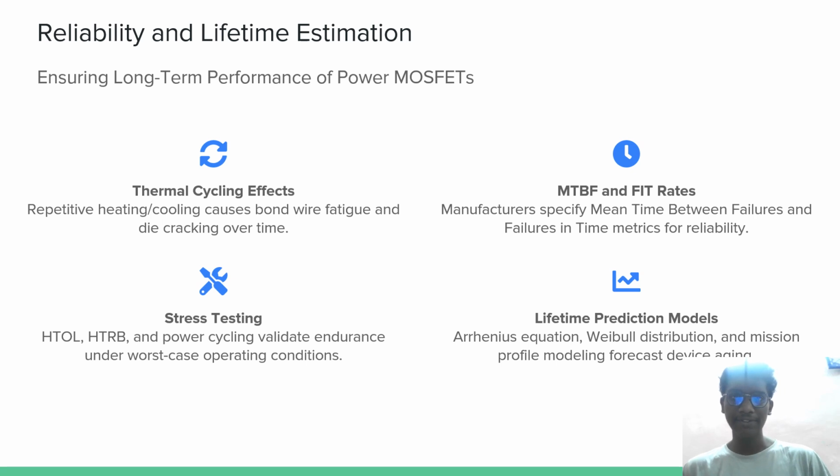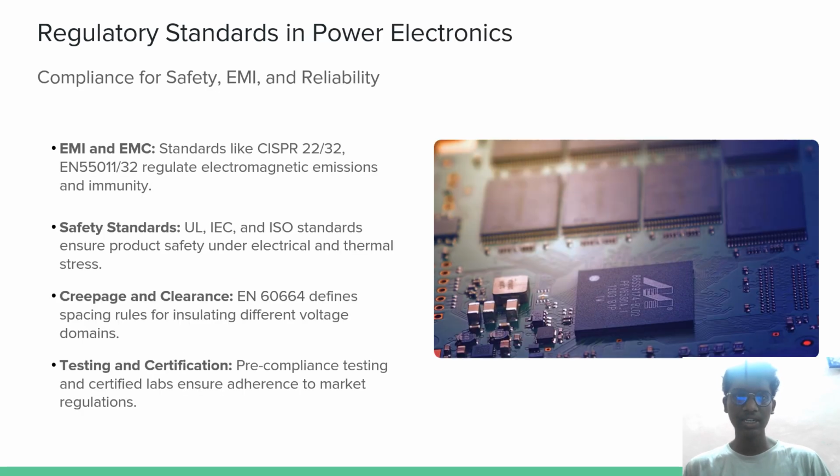Reliability and lifetime estimation. Regulatory standards in power electronics: EMI and EMC standards like CISPR 22 or 32 and EN 55011 regulate electromagnetic emission and immunity. Safety standards such as UL, IEC and ISO ensure product safety under electrical and thermal stress testing and certification. Pre-compliance testing and certification labels ensure adherence to market regulations.